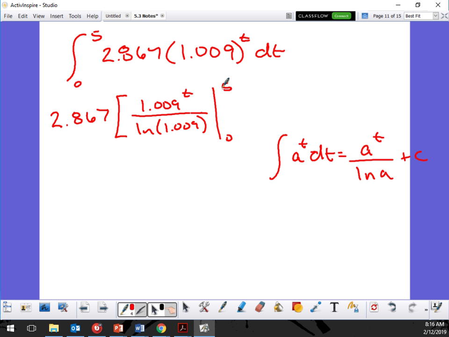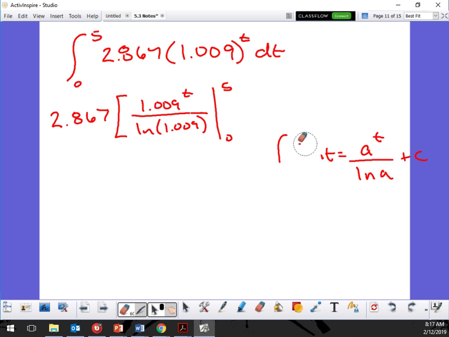Let's go through and actually do this out. I did my thing, right? And I don't have C because I have bounds right here. This is a definite integral, so I don't have C on there. So now, can I erase my thing here?